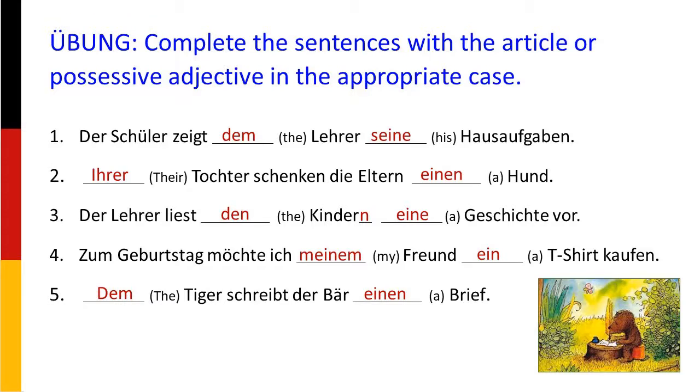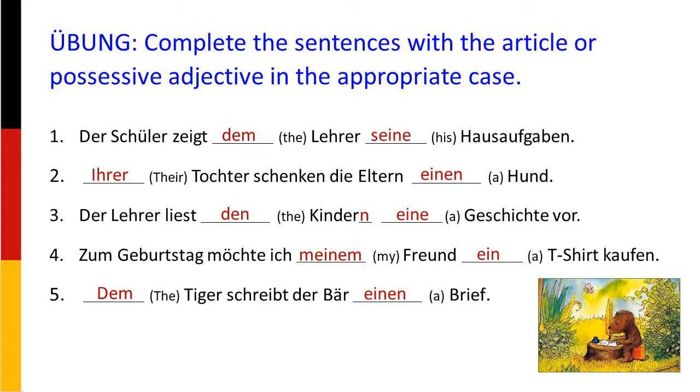So number 4 should read, zum Geburtstag möchte ich meinem Freund ein T-Shirt kaufen. So meinem Freund, that's the indirect object, dative case. Ein T-Shirt, direct object, accusative case. The sentence is saying, for his birthday, I would like to buy my friend or my boyfriend a T-shirt. So what am I buying, or what would I like to buy? A T-shirt, direct object. T-shirt is a neuter noun, so the correct article in the accusative case is ein.